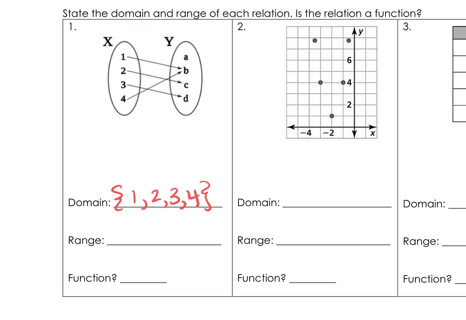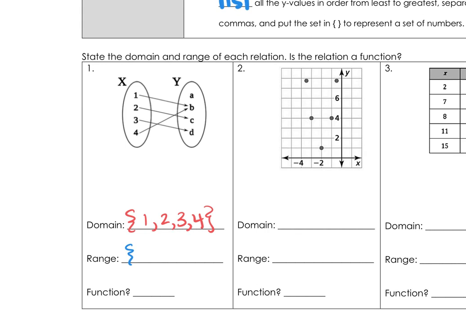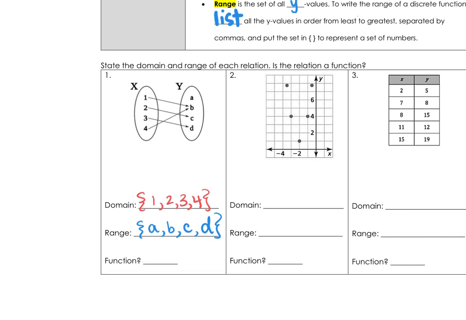So then for our range, same thing, except this time now we're looking at what are the values in the Y oval. So the values in the Y oval, I use letters this time instead of numbers, but that's okay. Those values are A, B, C, and D. See how easy it is? Domain, list the X's. Range, list the Y's. That's it, okay? Is this mapping diagram a function?